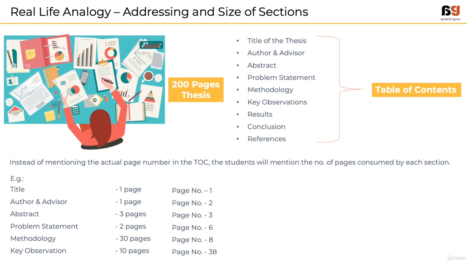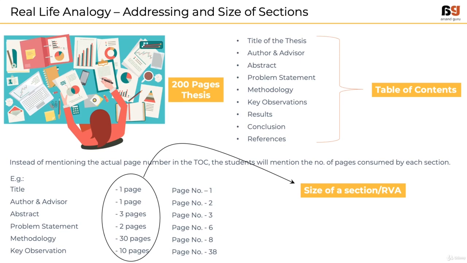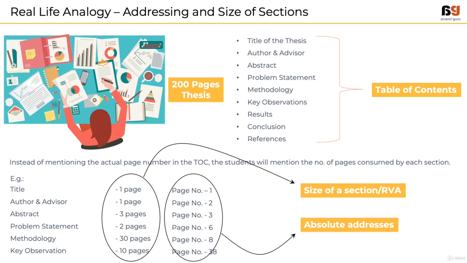Here, the size of pages is similar to the size of a section in an executable when loaded onto the memory. The number of pages, that is the size of each section in the thesis, gives us the information of where the section ends and where the next section starts, which is the relative virtual address. The page numbers are the absolute addresses.